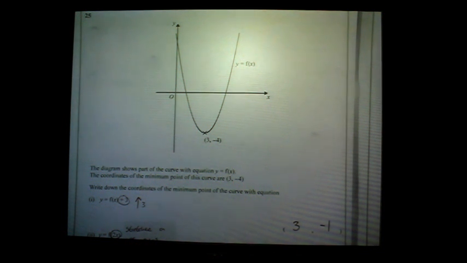The rough grade boundaries for this paper, obviously out of 100: to get a D, you're looking at around sort of 20-ish. To get a C, I think it was around 29, 30. To get a B, usually I say 50, but I think it's around 48 on this one. An A, I think is roughly 66, and an A star is roughly 84, 85. Hope you did well.